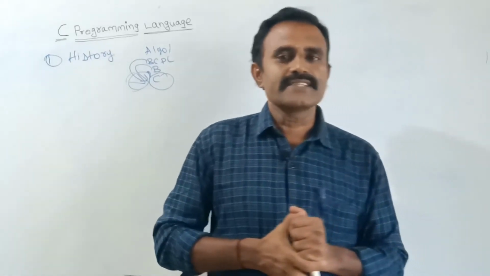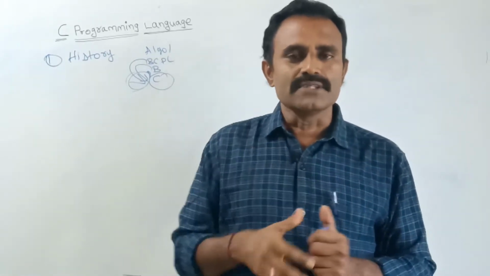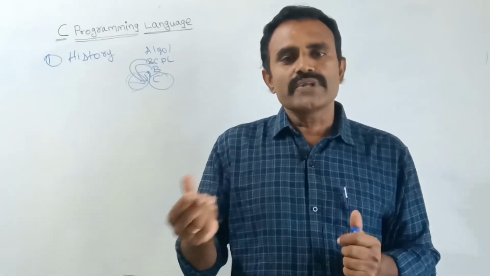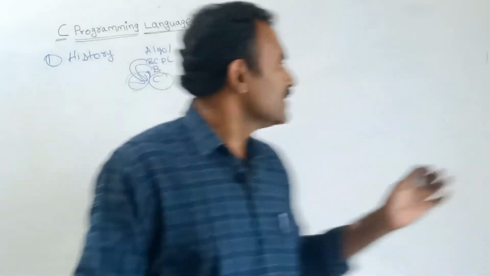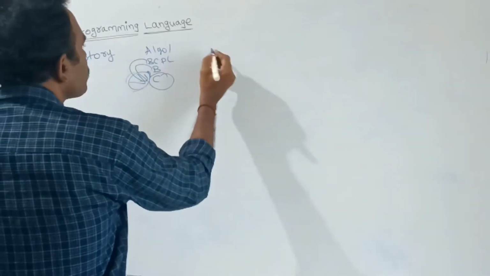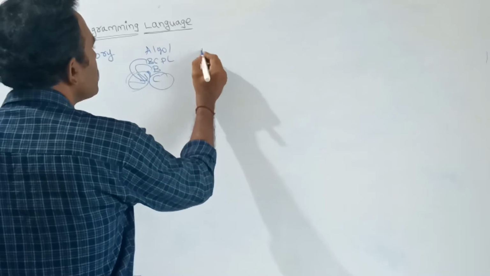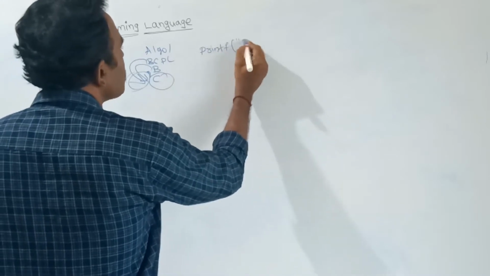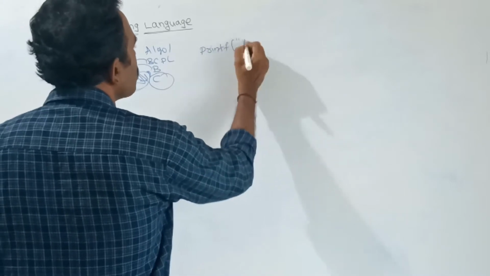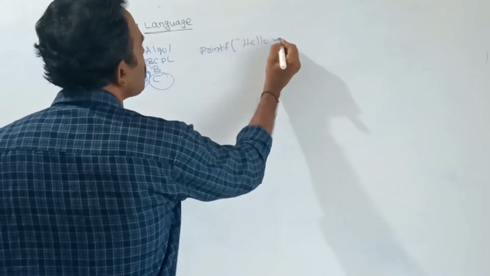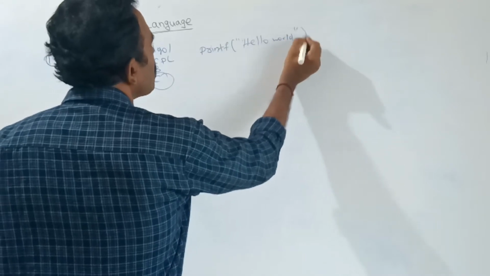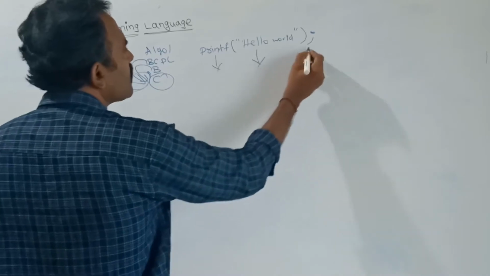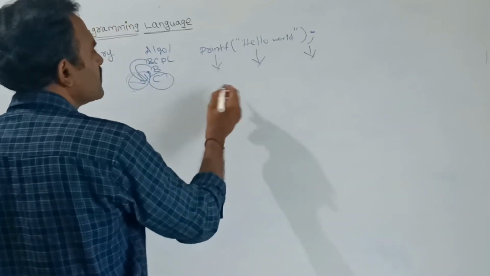Next, let us see about variables. We can store values in a variable. Suppose I need to print a statement: with the help of this printf function I can display some message, hello world, and we can complete it like this. In this statement, there were totally 3 tokens.